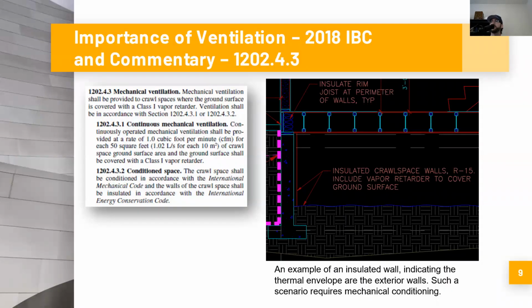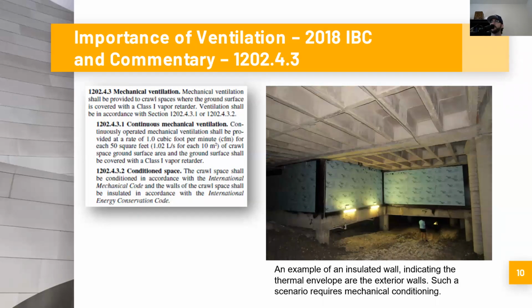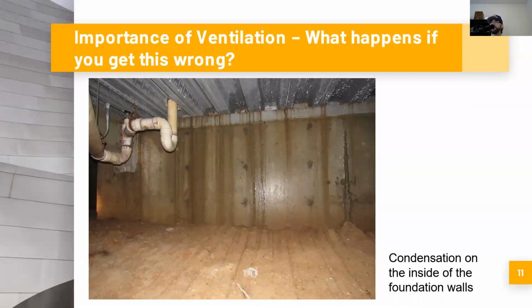If you're going to do a conditioned crawl space, this CAD drawing represents insulated crawl space walls. In that particular case, again, you're conditioning the space, you're going to insulate the walls and the vapor retarder included on the ground. Here's another example of insulated crawl space walls protecting the outside from the inside. And such a scenario like this suggests mechanical conditioning of the space, not necessarily simply ventilation.